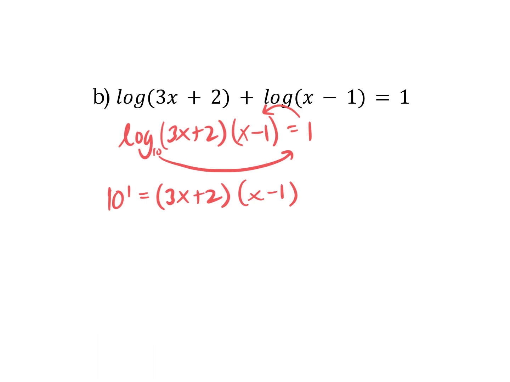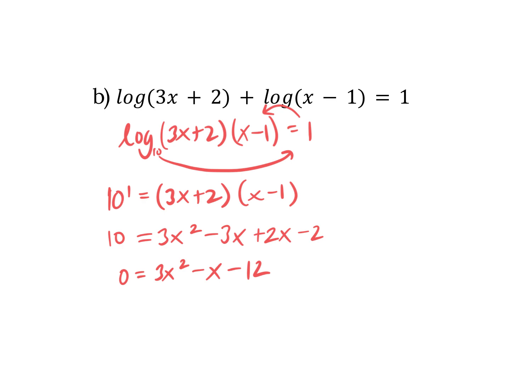And now it's just a little bit of algebra. So I'm going to go ahead and multiply this out and get everything equal to 0. So I've got 3x squared minus 3x plus 2x minus 2. Move that 10 over. Combine my like terms. And I'm left with 3x squared minus x minus 12. Now, is there anything I can multiply to get to negative 36, add to give me negative 1?